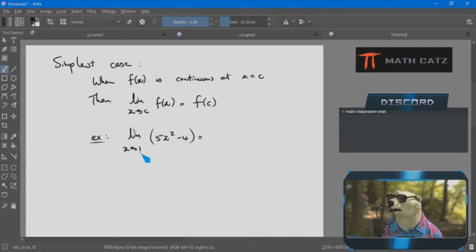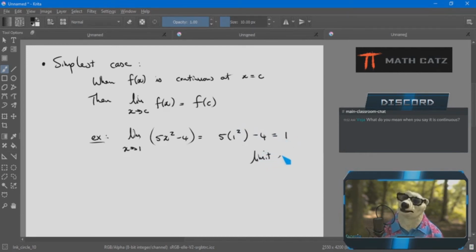So when I look at a behavior question first, this is the first case I'm hoping for. Is it as simple as just plugging in the x value? Because if it is, then there is no need for a behavior question to be even asked. You're trying to trick me. I can just plug it in. If I get a y value for this familiar looking function, I'm good to go. It's 1. Limit exists. They are trying to trick me.